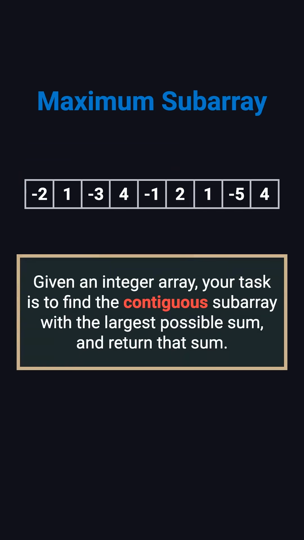Here's the problem. You're given an integer array, and you need to find a continuous segment of it whose elements add up to the maximum possible value. The key word is continuous. You can't skip around. For example, in this array, the maximum subarray is 4, negative 1, 2, 1, and the sum is 6. Sure, if you picked all the positive numbers, the sum would be even bigger, but that's not allowed because they're not contiguous.